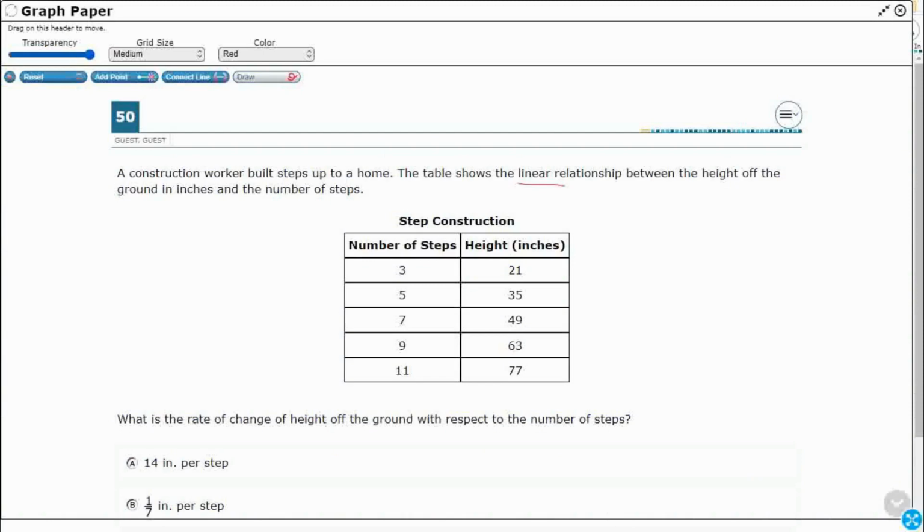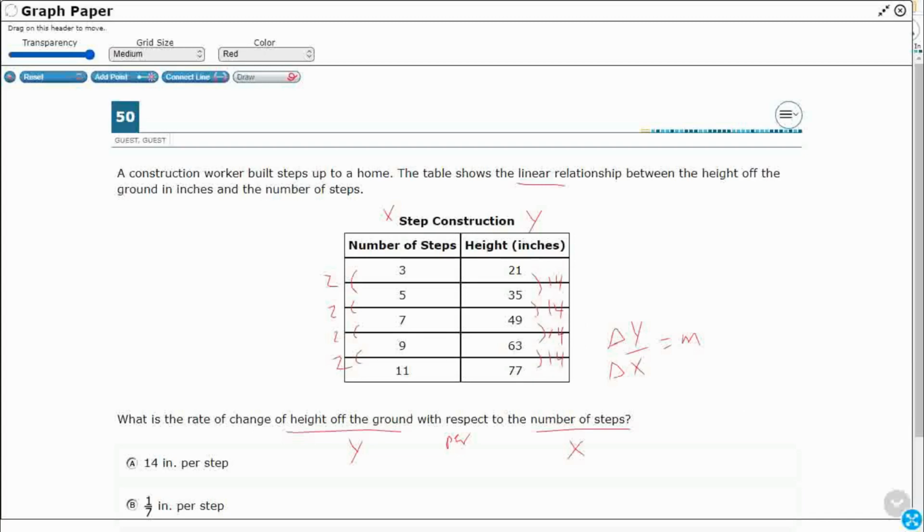We're looking for that rate of change with regard to the height off the ground with respect to the number of steps, right? And typically we'll put the x over here and we'll put the y there. So if the height is the y and the number of steps is the x, y per x, y over x, the rate of change, guys, they're asking us for slope. That's what that is, change in y over change in x. So let's see, looks like it's pretty constant. Look at that, that's 2, 2, 2, 2. And then it's going to be 14, 14, 14, 14.